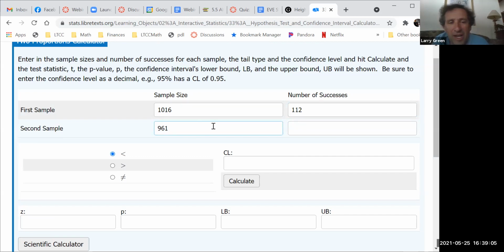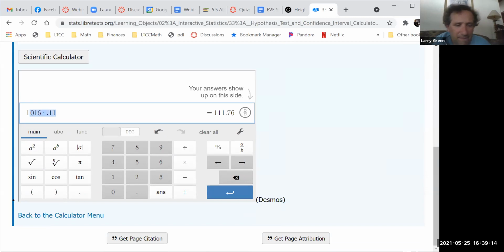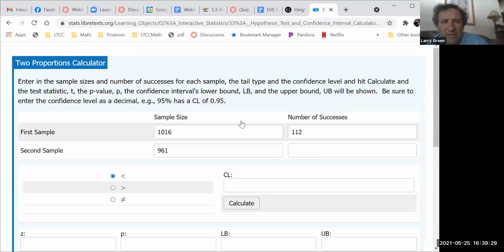Okay, our sample size was 961. Again, number of successes, that one we got to figure out. So 961 times 0.12, and that is 115.32. We round it to 115. Any questions on getting the number of successes?